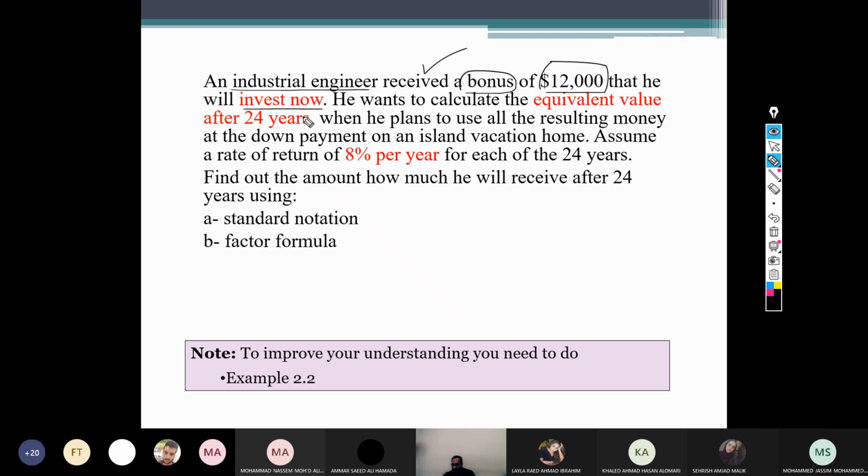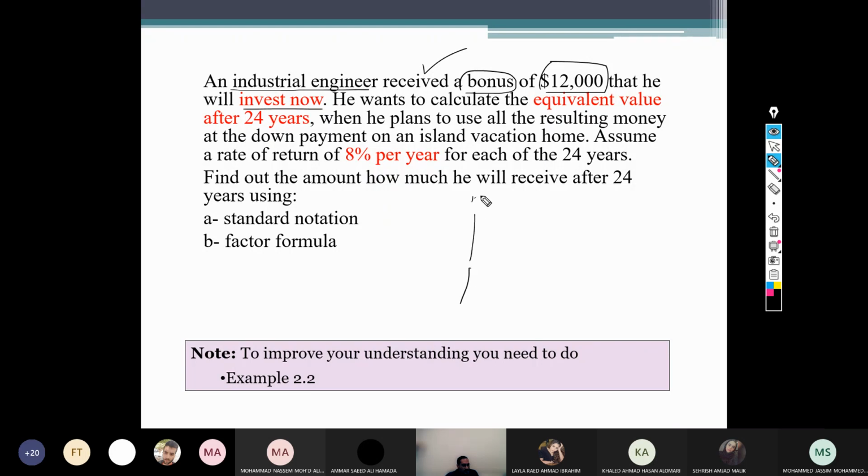Notice, now he's giving different signs. What is he doing now? He wants to invest. How do I draw the cash flow? Some people still say, I do it like this. He received. Sorry, he received and he wants to invest.